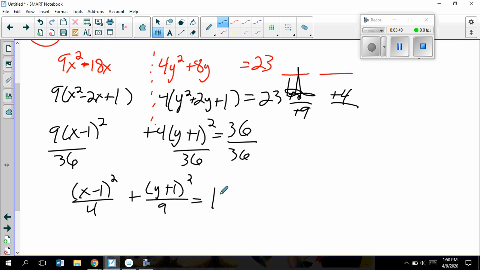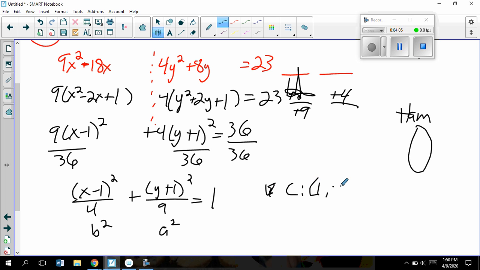So y is your bigger term. So this is going to be one of those, again, my very technical hamburger terms, because that has the longer axis. So that's a squared, that's b squared. Your center would be at 1, negative 1. And then, like we said, a is 3, b is 2. And you can use those then to find the other parts that you need.